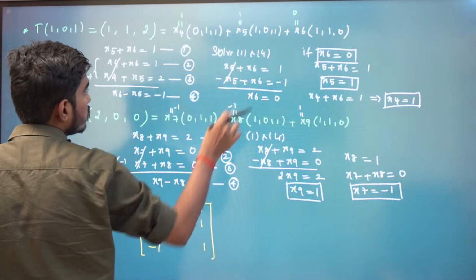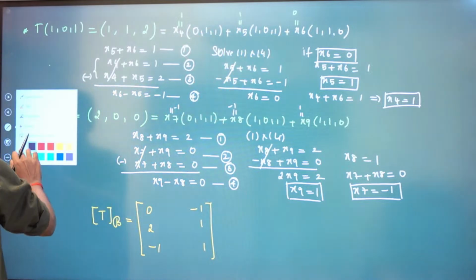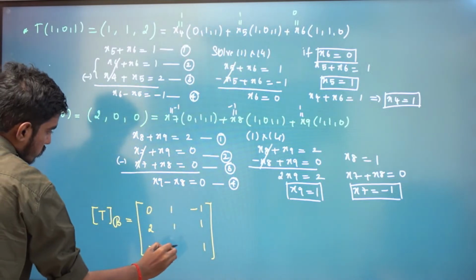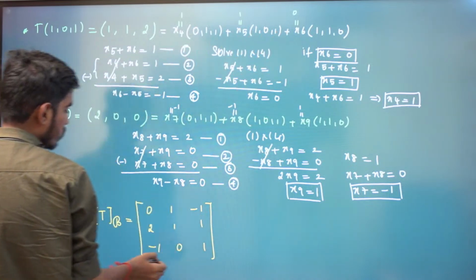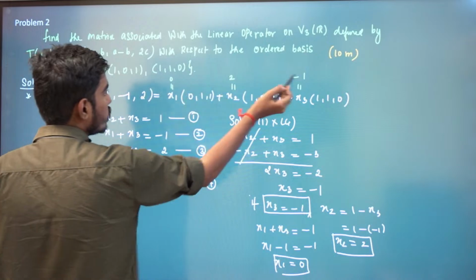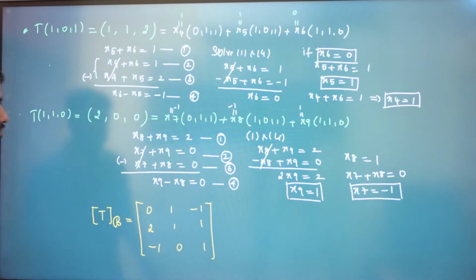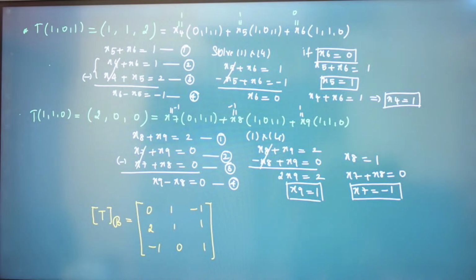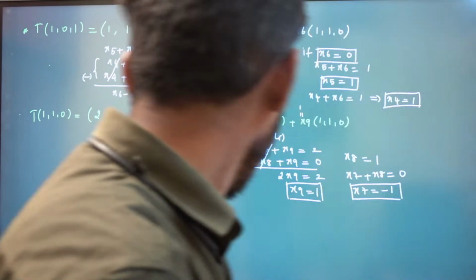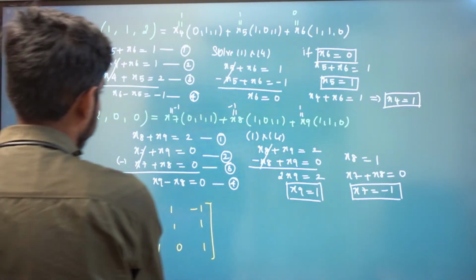So 1, 1, 0 is our second column. Minus 1, minus 1, plus 1 is our third column. 0, 2, minus 1 is our first column. So this is the matrix of T with respect to the given ordered basis, right? Is it clear? Okay.